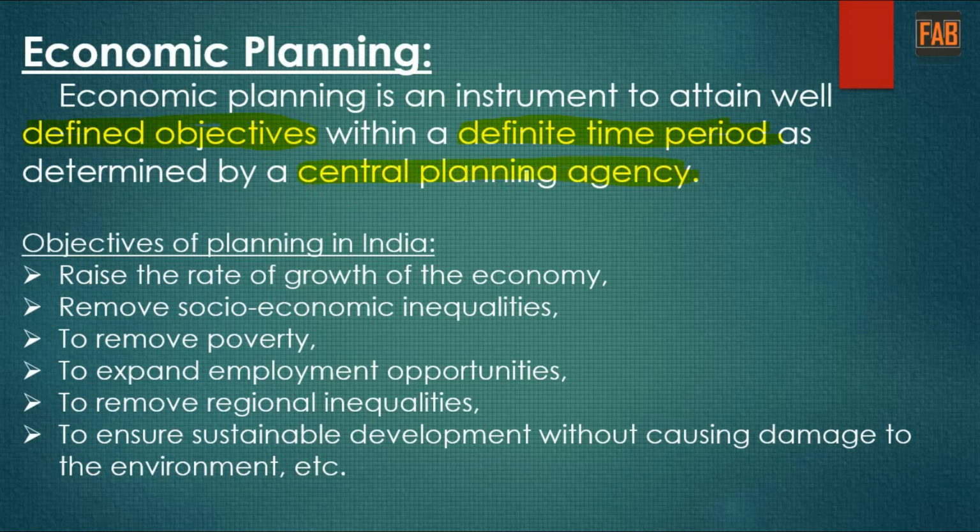If you read this definition, there are three different parts of this definition that are very important to understand. Now, economic planning is an instrument to attain well-defined objectives. This means that there are well-defined objectives in economic planning, and these objectives are to be achieved within a definite period of time, say 1 year or 3 year or 5 year. And by whom are these objectives and the definite time period determined? It is determined by a central planning agency.